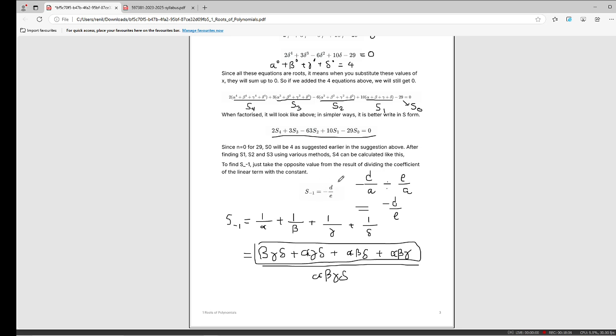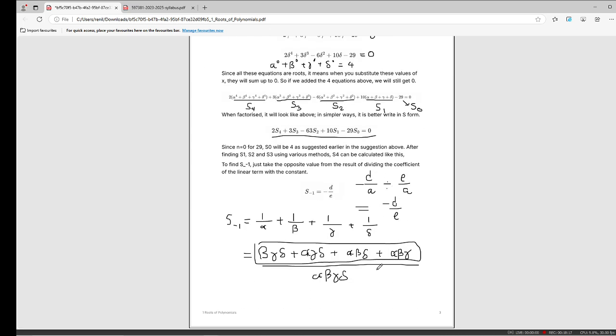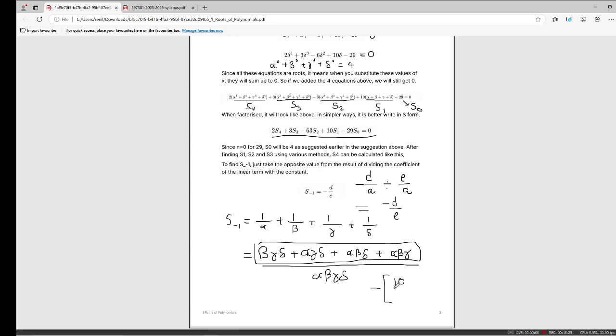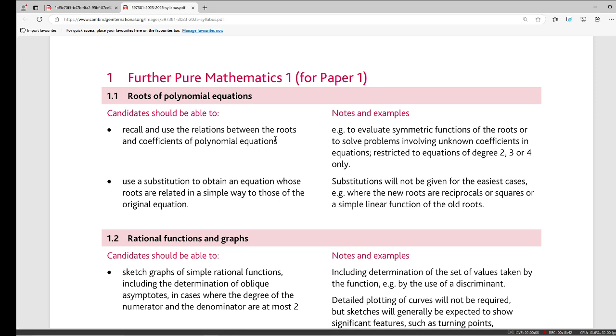So in this case, if you were to find s minus 1 for this one, we're going to get 10 divided by negative 29, and then we're going to put a negative over it. So we're going to get negative d by e. D is the coefficient of our linear term, which is 10. E is our constant, which is negative 29. So our s minus 1 in this case would be 10 by 29. Really simple work. And that right here is basically everything that you need to know for the first topic, and that's by using relationships of the coefficients.